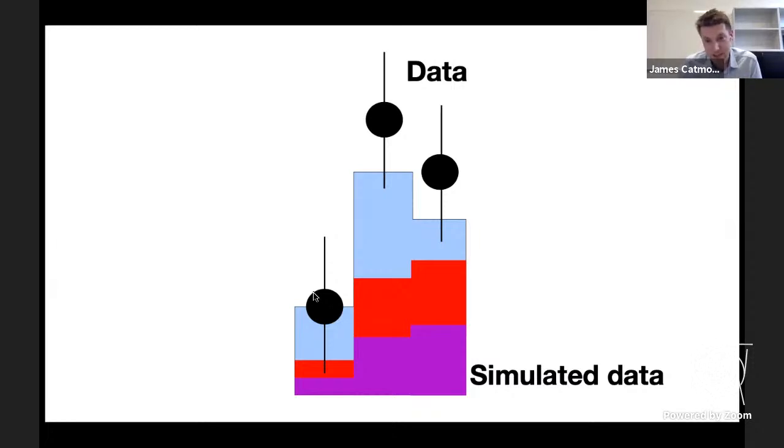Because unless we simulate the behavior of the particles going through the detector, we're kind of blind to see how any physics should affect how the data looks. So without simulated data, it's very, very difficult to do analysis. So we have to do simulation as well as just recording the data.